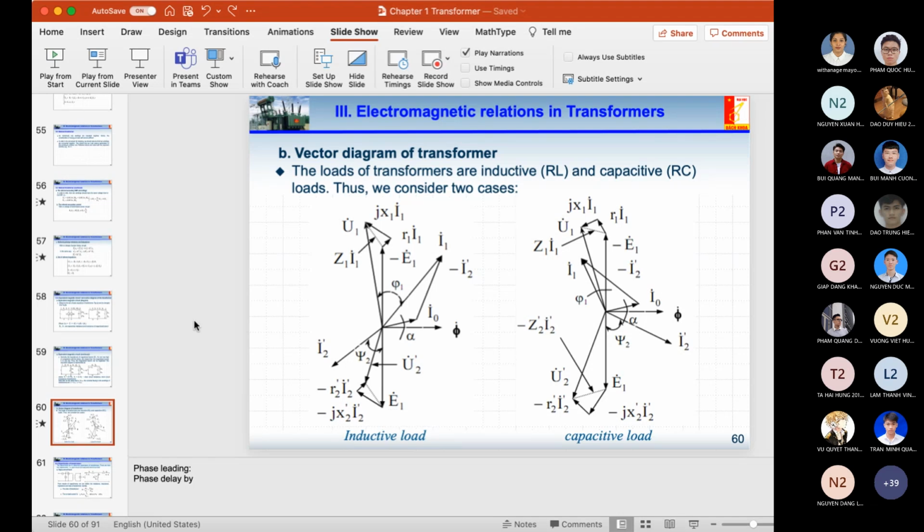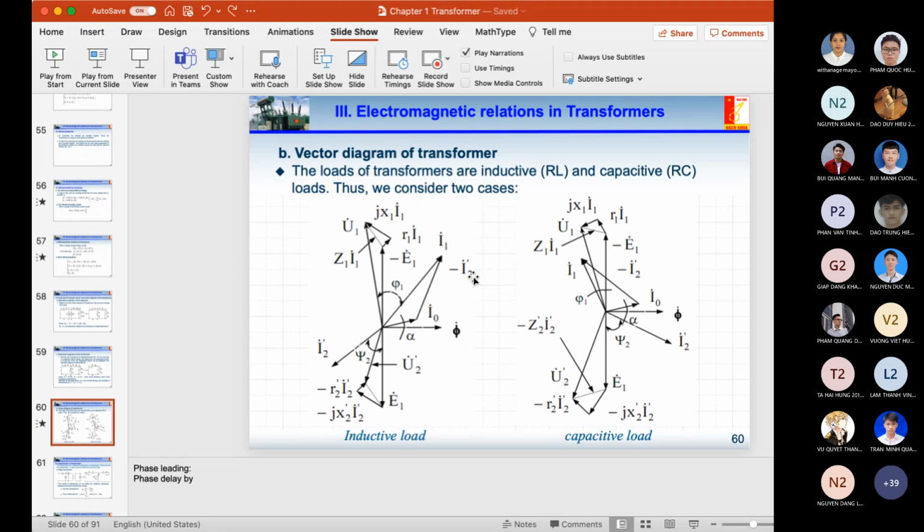And now it's high time for me to show you the way of drawing the vector diagram of the transformer. How to draw it? For example, we start with the case of inductive load, on the left hand side of this line here.